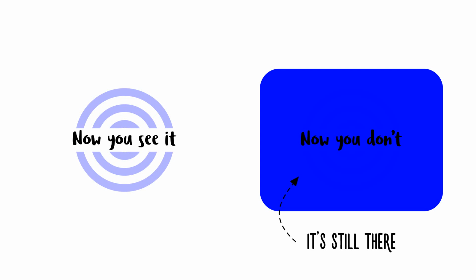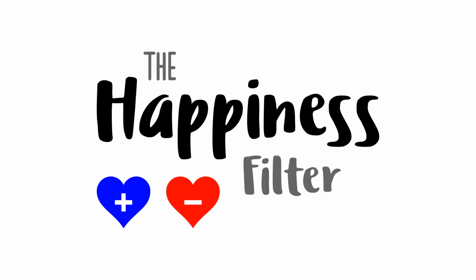So what does this have to do with happiness? Well, you have a happiness filter, and it works pretty much the same way as those 3D glasses. Only instead of your perception of reality being altered by two colors in a lens, it's affected by the expression of two sets of emotions, positive and negative. And here's how it works.